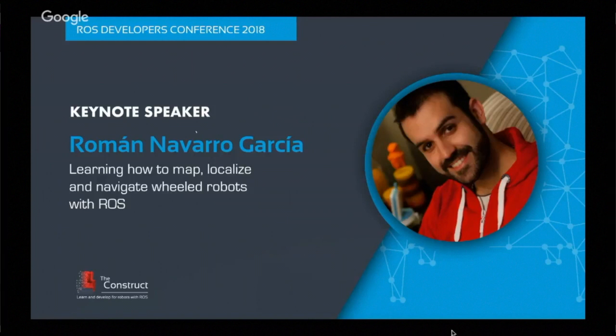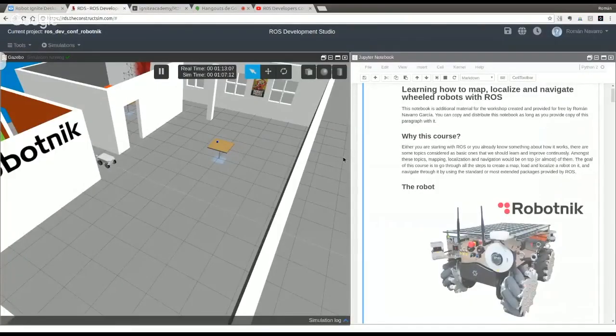So we can start with the speech. We have a long title, but the purpose of this speech is to go through all the steps to have a mobile robot navigating autonomously in any environment and with a good localization based on laser, on 2D laser in this case.